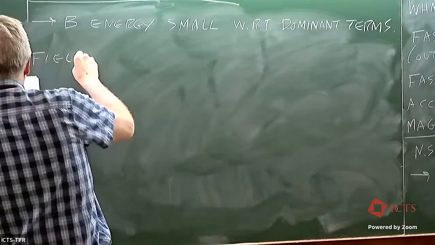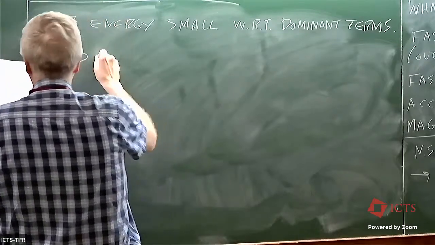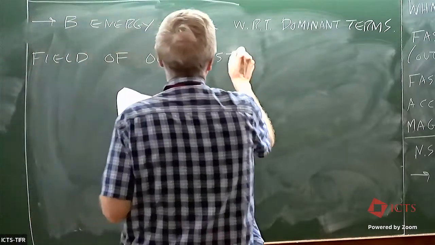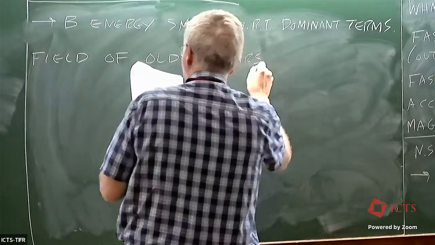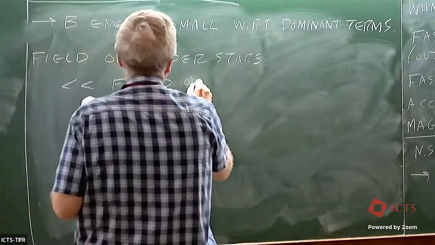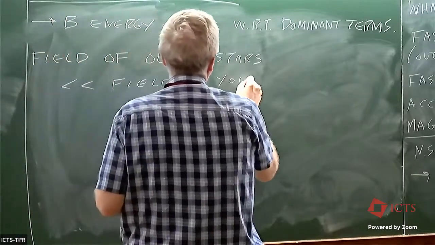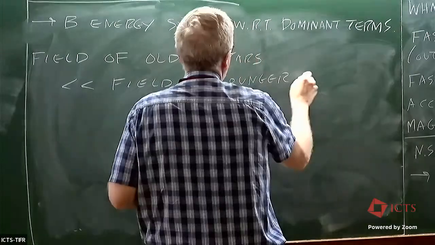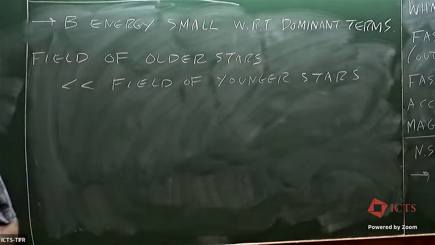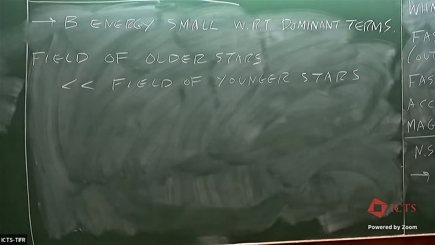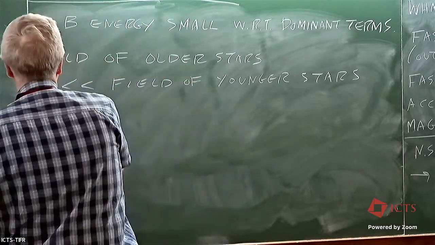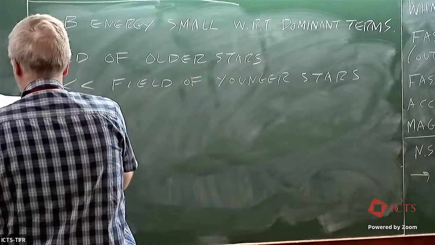One point to be aware of, and I'll talk more about this quantitatively tomorrow, is that the field of older stars is much less than the field of younger stars. So for some reason, as stars age, and here we're talking millions, tens of millions, hundreds of millions, billions of years, the fields get weaker. And the natural question is, why is that?